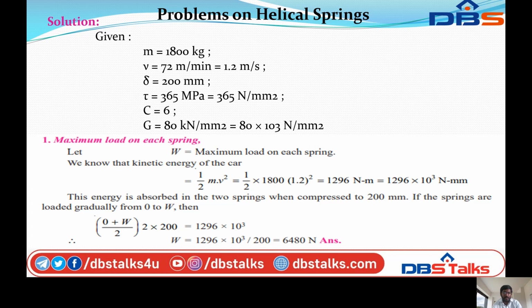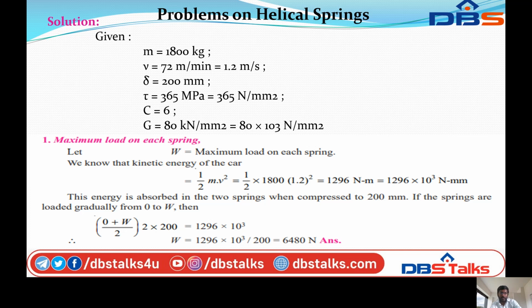C is equal to 6. G is equal to 80 kilonewton per mm square, which will be converted to Newton per mm square, so that is equal to 80 into 10 cube Newton per mm square. So first we can calculate the maximum load of each spring.